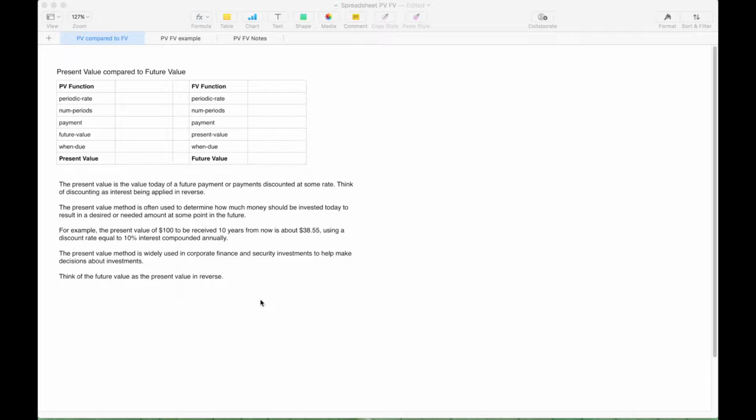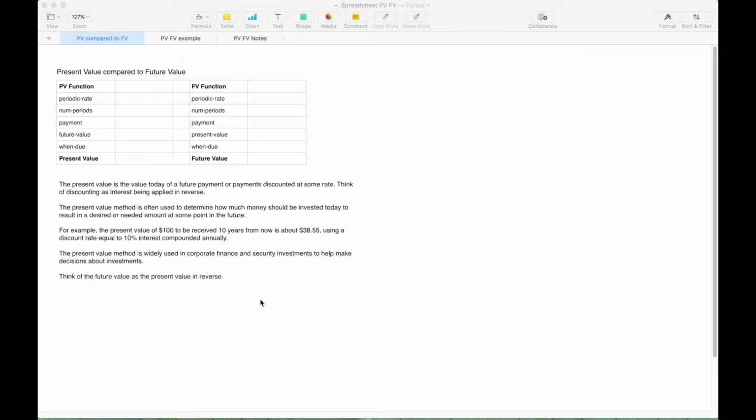Hello everybody. In this spreadsheet tutorial, we're going to go over the present value function and the future value function. We will be using Numbers for the Mac. However, for the most part, this should work the same in Google Sheets, spreadsheets, and Excel. Let's go over a quick definition and a few notes.